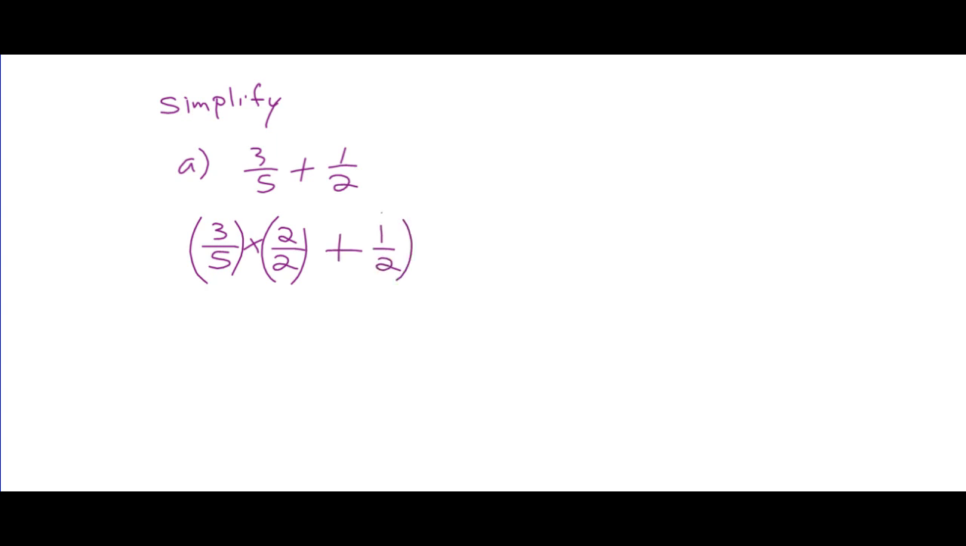And I've got the 1/2. So 2 times what is going to give me 10? Let's say 5. So put a 5 down there. What do I put up top? Also a 5, right? So now this becomes 6 over 10 plus 5 over 10, which is equal to what? 11 over 10.